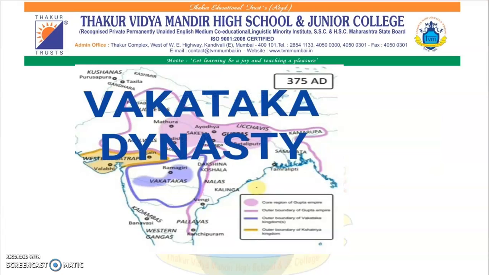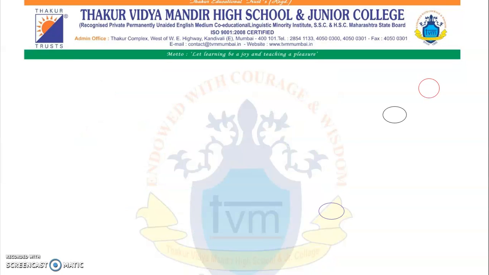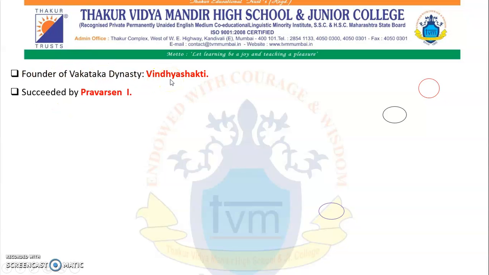Next we will see the Vakataka dynasty. The power of Satvahana began to weaken by the 3rd century CE. Now if this dynasty was weakening, another dynasty started establishing. Among the dynasties that emerged after the Satvahana dynasty was the Vakataka dynasty, which was very powerful, and its founder was King Vindhya Shakti. After Vindhya Shakti, Pravarsen I became the king.